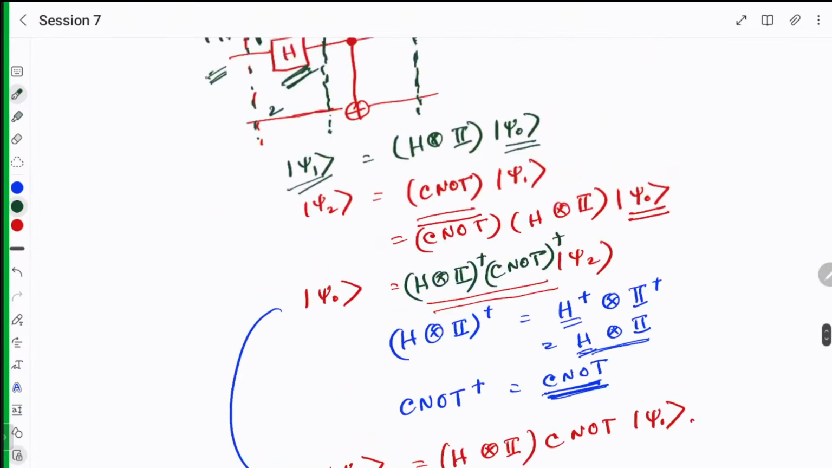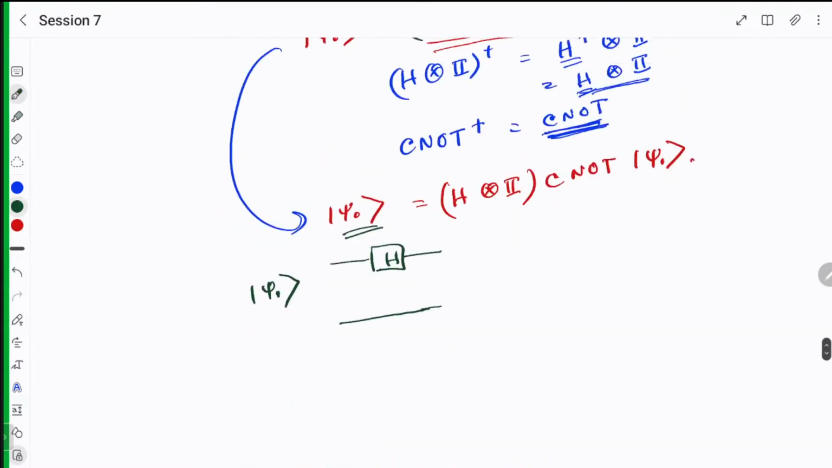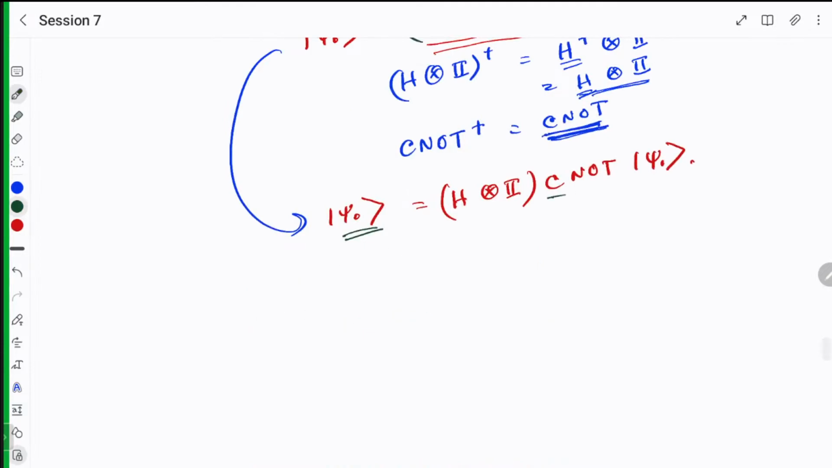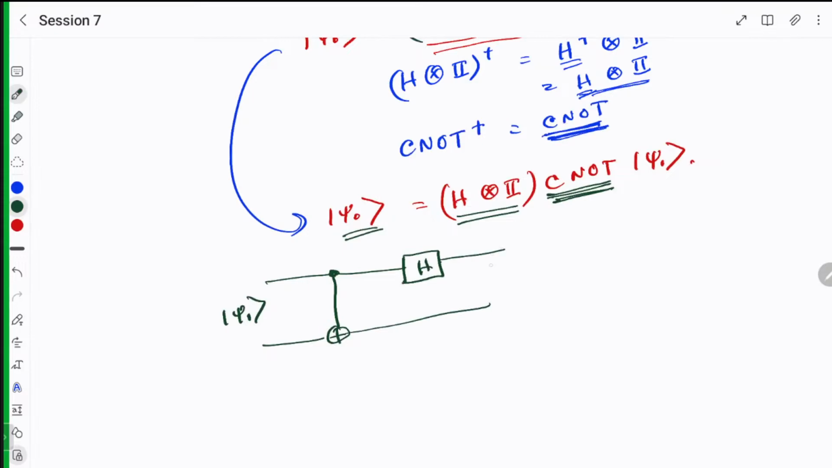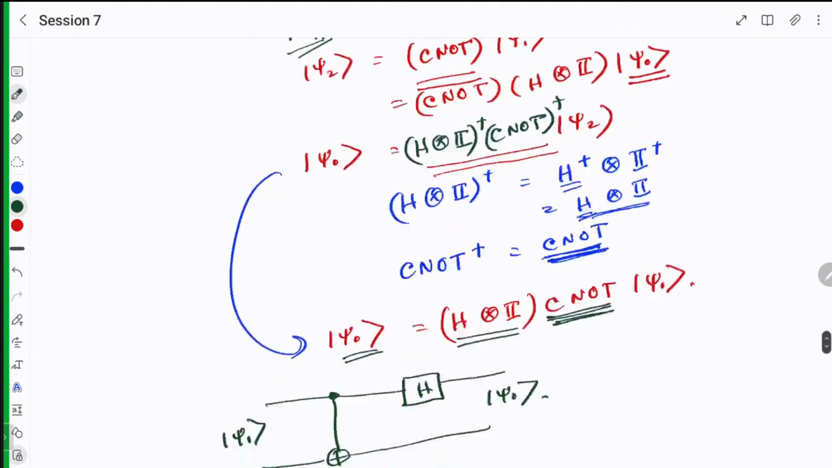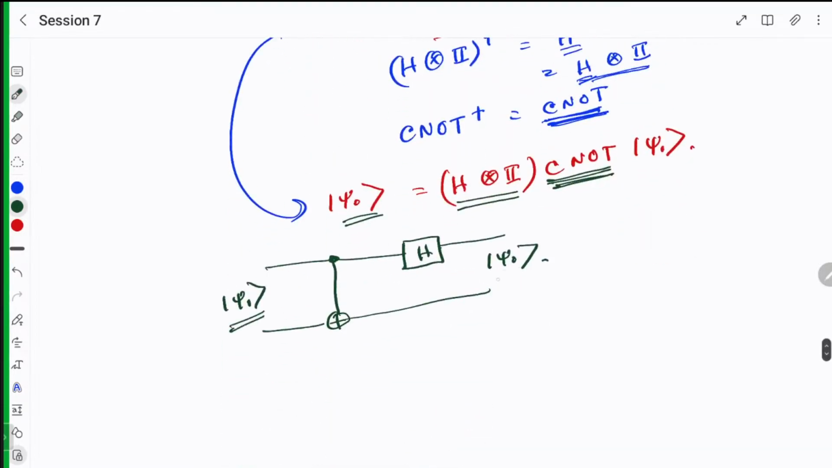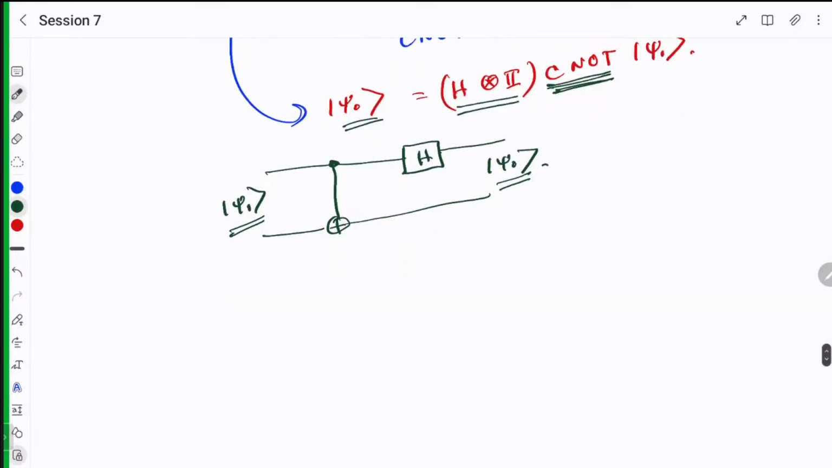Oh, am I doing it right? Yeah, I'm sorry. What I'm saying is, first C naught will be acting. So after psi 2, you apply the C naught, and then at last you apply H tensor identity, H on the first qubit and nothing on the second qubit, and you get psi naught. This is what you will do if you want to get back to psi naught.